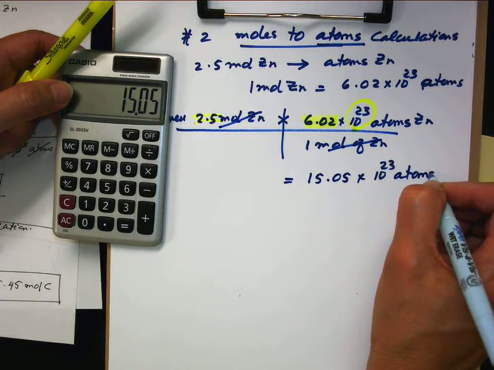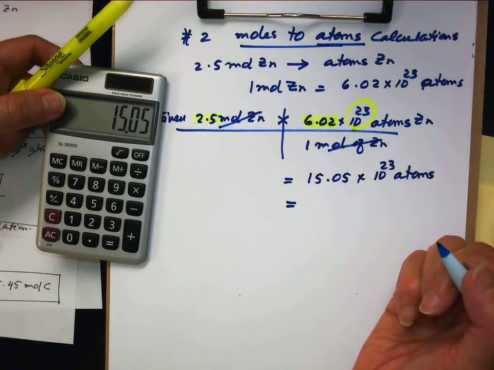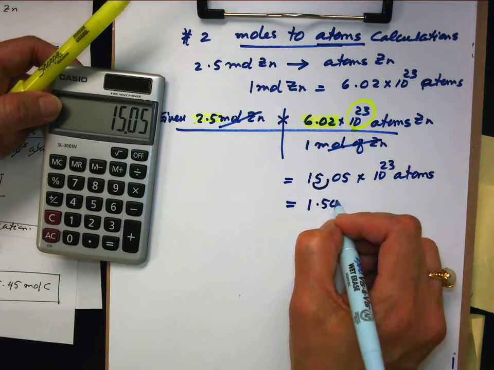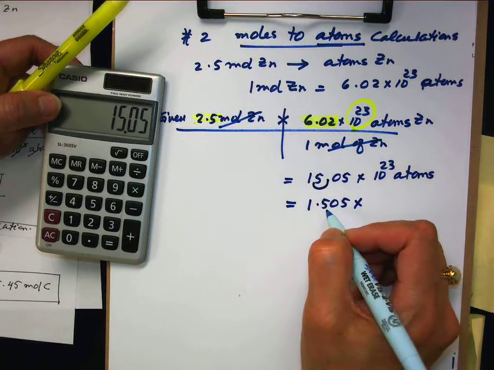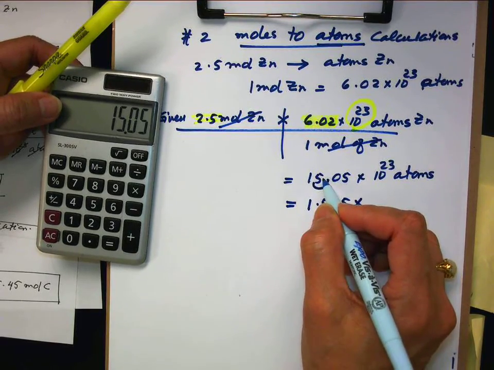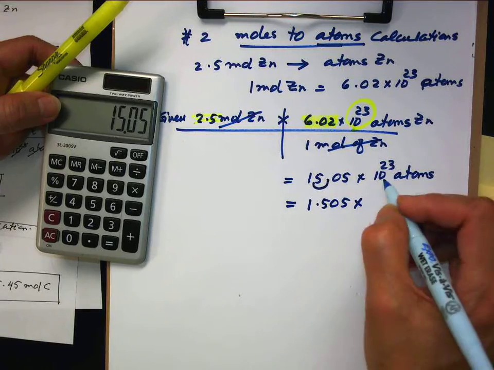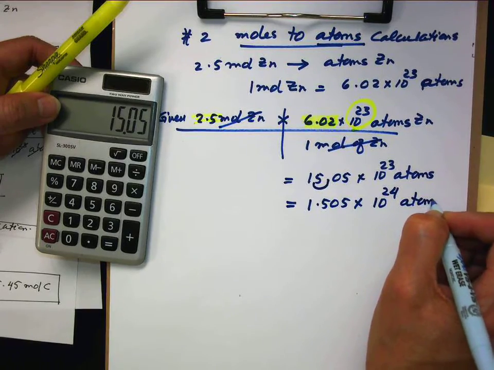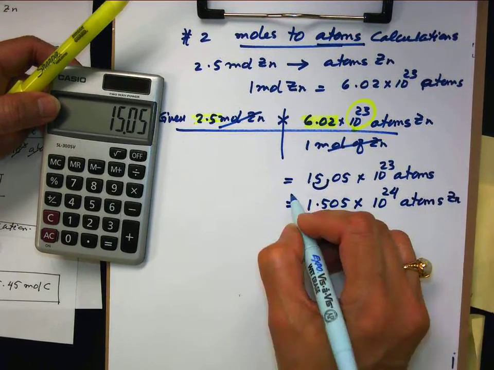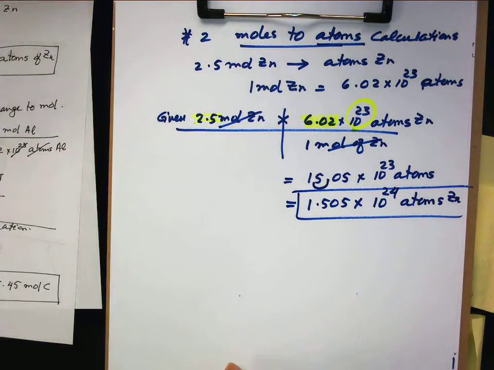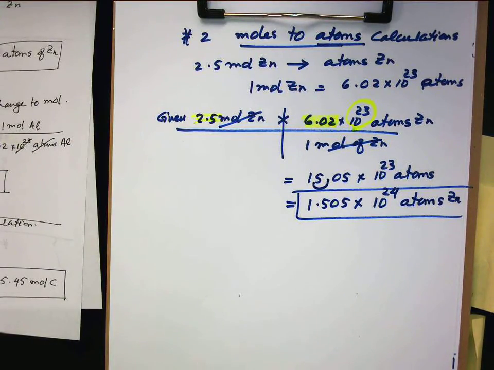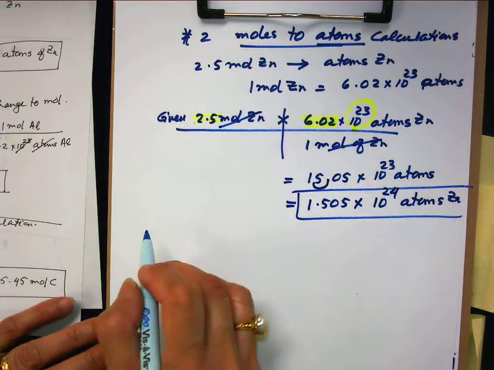Now change this to scientific notation. So you need to move the decimal to the left. 1.505 times, you are making it a smaller number, right? 15 to 1.5. So the exponent will be a bigger number, 24 atoms of zinc. Get it? So this type of calculation is changing from moles to atoms, okay, using Avogadro's number.